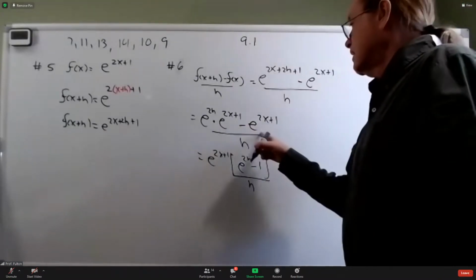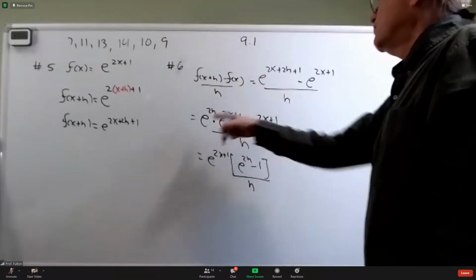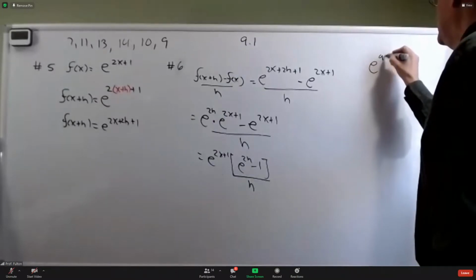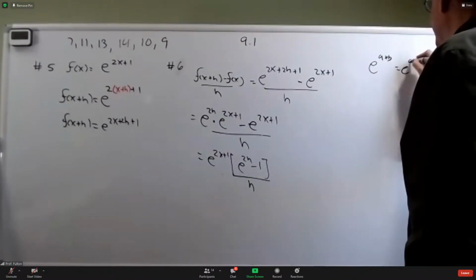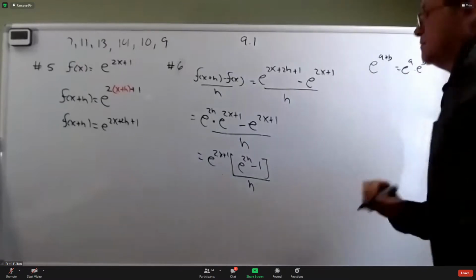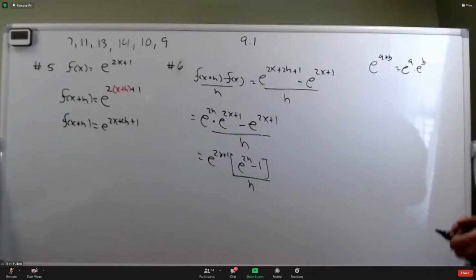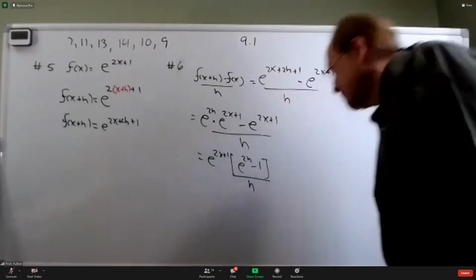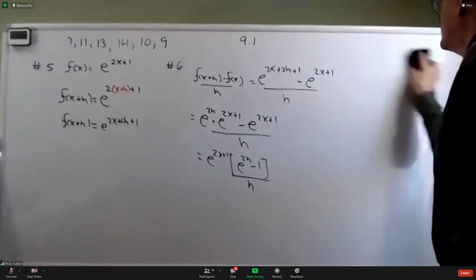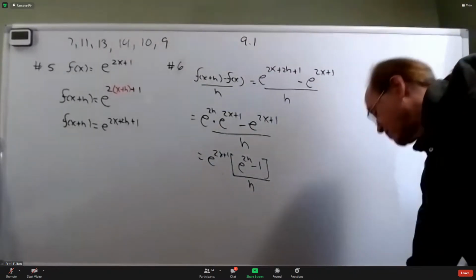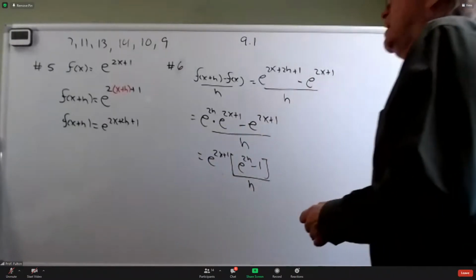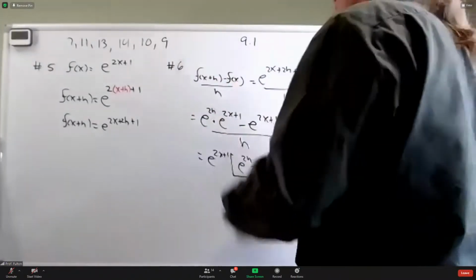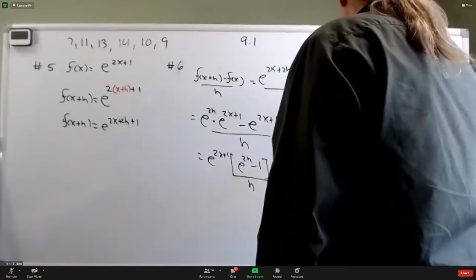In this case, the common factor pulls out. And this is using the fact that e to the a plus b is equal to e to the a times e to the b. One of our rules of exponents. Okay. Then we look at the next problem. Now we're looking at a different type of problem. This is just using the rules of exponents to evaluate some expressions.